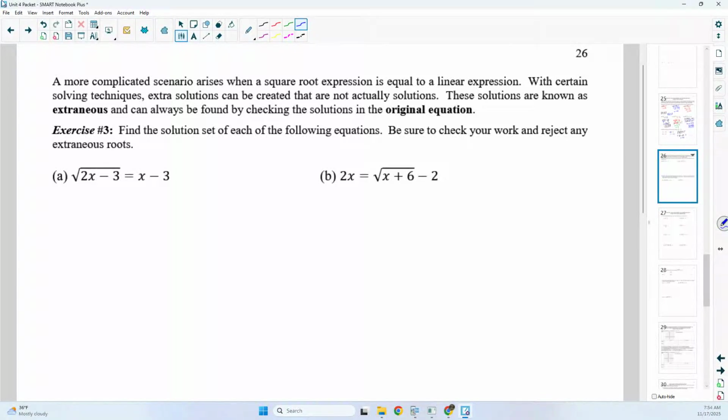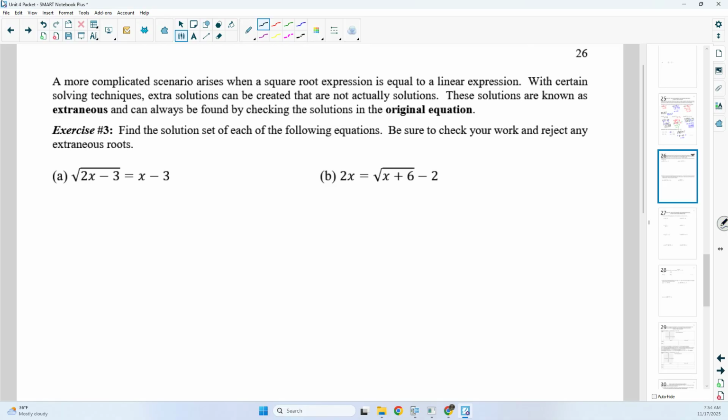So that probably the last page felt pretty easy. We're going to step up the difficulty level of the questions, not really in the process we're using, but in what results when we do the different parts. So it says a more complicated scenario arises when a square root expression is equal to a linear expression.